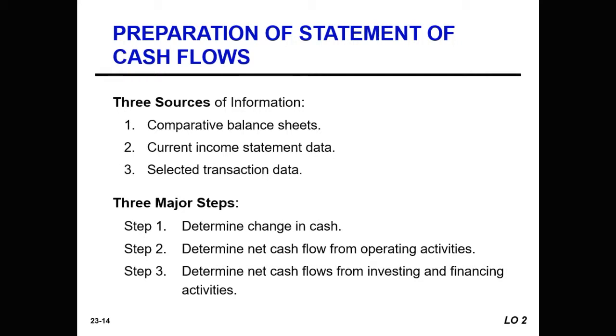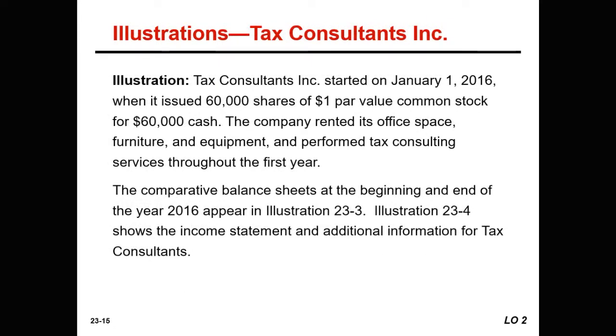To compute net cash flows from operating activities, it's necessary to report revenues and expenses on a cash basis. This is done by eliminating the effects of income statement transactions that did not result in a corresponding increase or decrease in cash. The conversion of accrual-based net income to net cash flow from operating activities can be done via either the direct method or the indirect method.